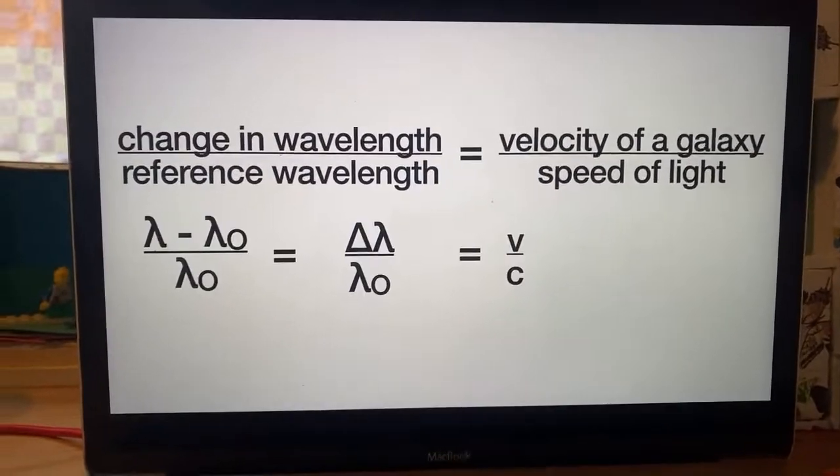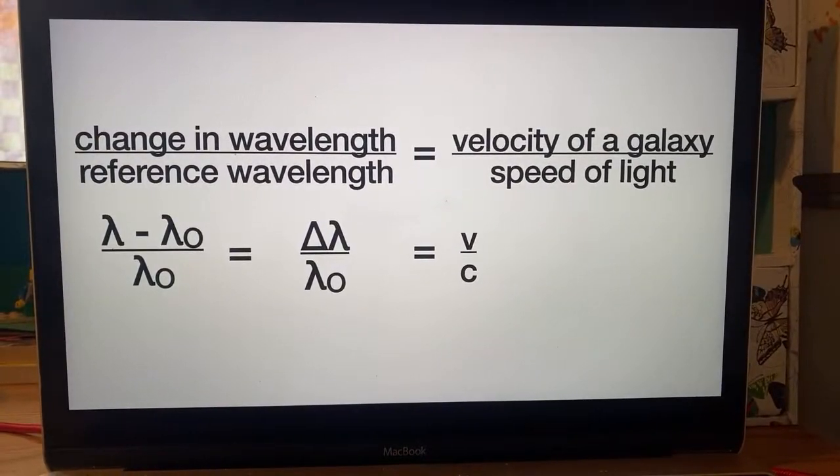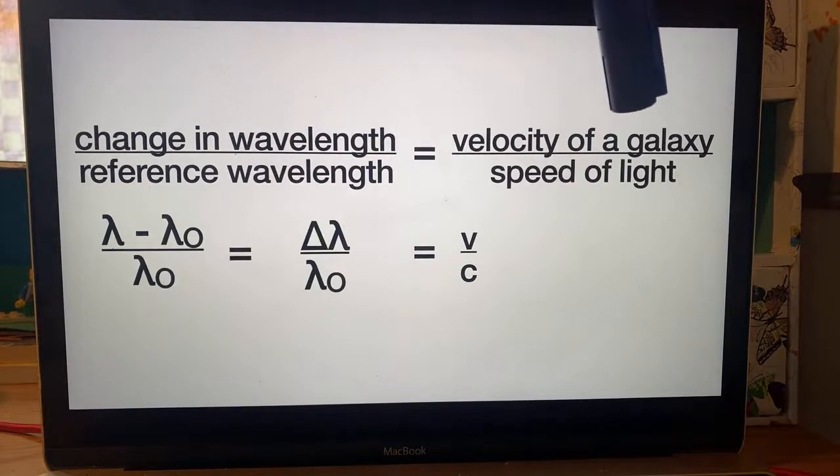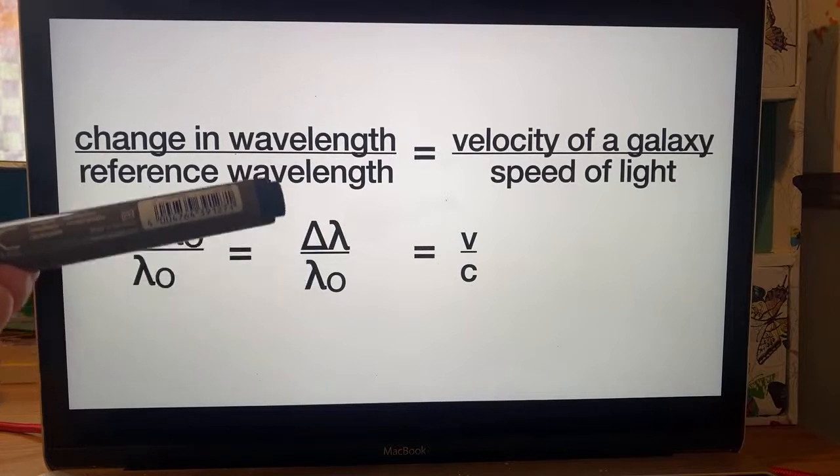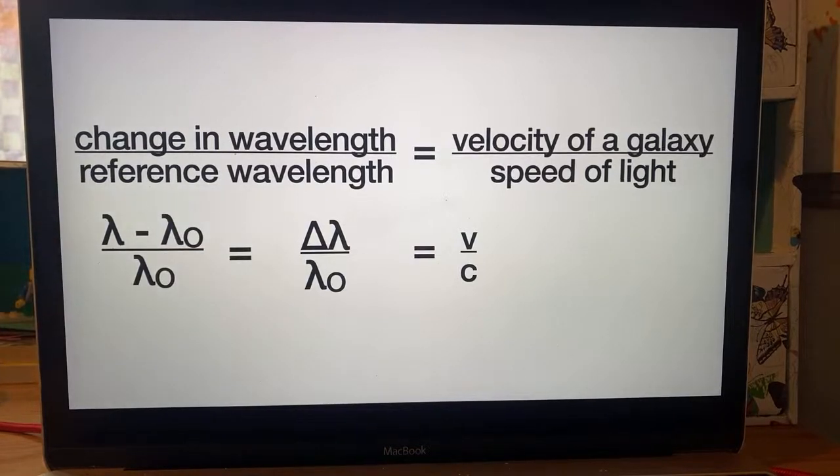Here's the equation, right? The equation for redshift. This is what we need to learn about today. I'm excited. Change in wavelength divided by reference wavelength equals velocity of a galaxy, like speed of a galaxy, divided by the speed of light. And another way of saying that in symbols is this little symbol lambda, which means wavelength, minus lambda 0 divided by lambda 0 equals delta lambda, like change in lambda divided by... It all looks very confusing, so I'm going to talk you through how this works.